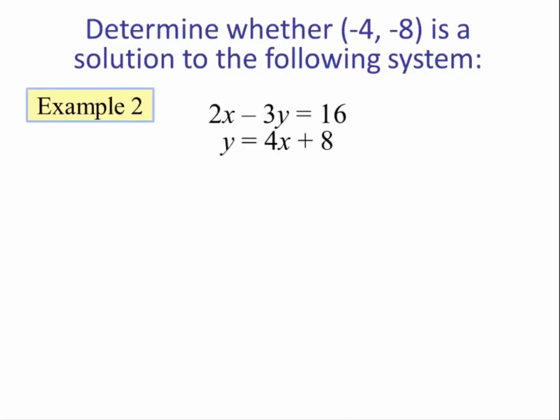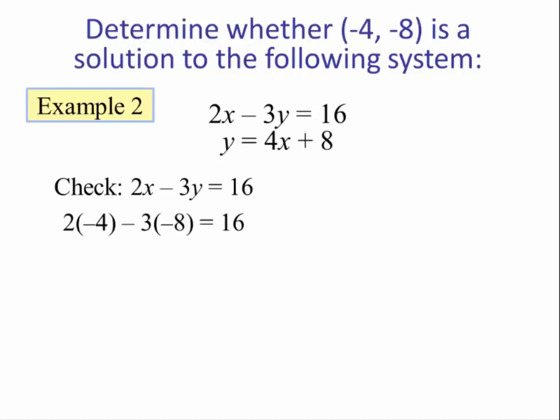Example 2. Determine whether (negative 4, negative 8) is a solution to the following system. We simply substitute negative 4, negative 8 into both equations. For the first one, 2x minus 3y equals 16. The right hand side is 16, and if this point is on this line, this should equal 16. So we have negative 8 plus 24 equals 16, which leaves us with 16 on the left hand side. So it is on this line.